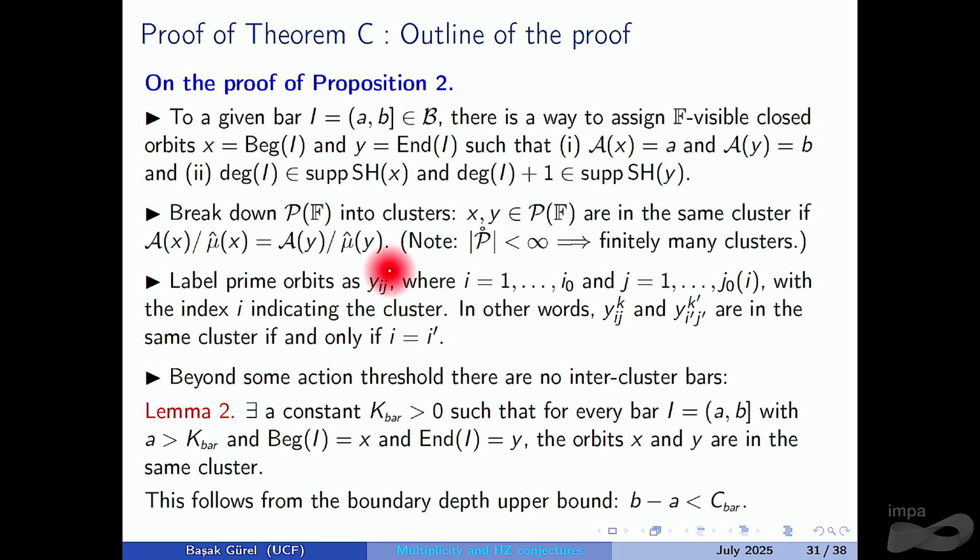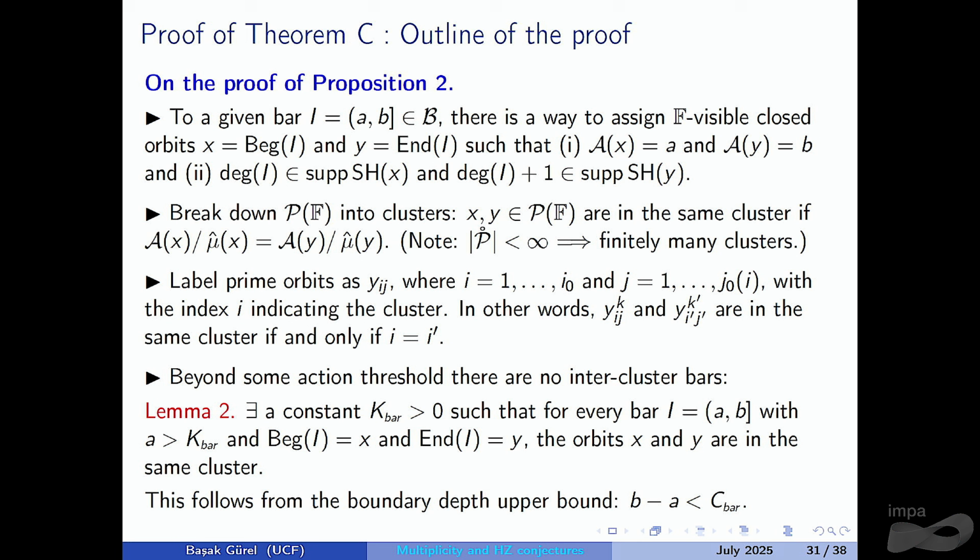And then this is just some bookkeeping. Let's label these orbits in this form. So the I here is going to denote the cluster. Of course, you may have iterations, k and k prime, and j and j prime. j and j prime denote different orbits in the same cluster. Well, they will be in the same cluster if just the indices I and I prime are the same, so it's like grouping them.